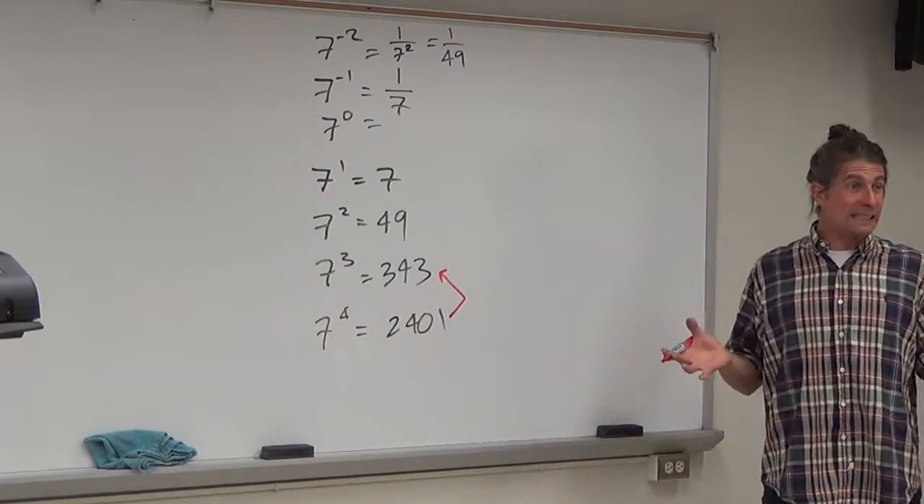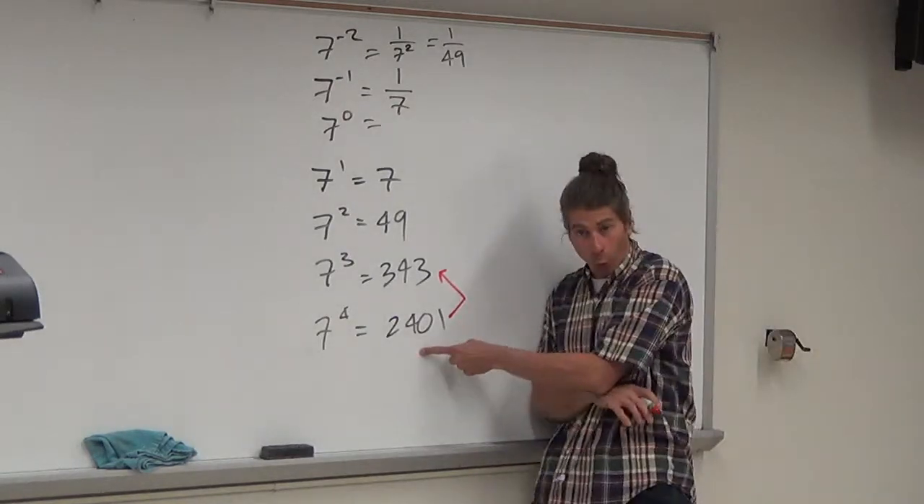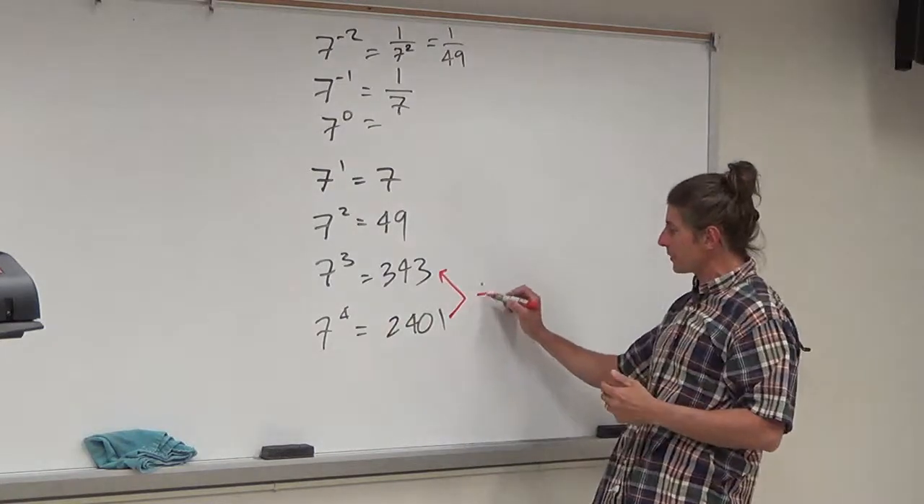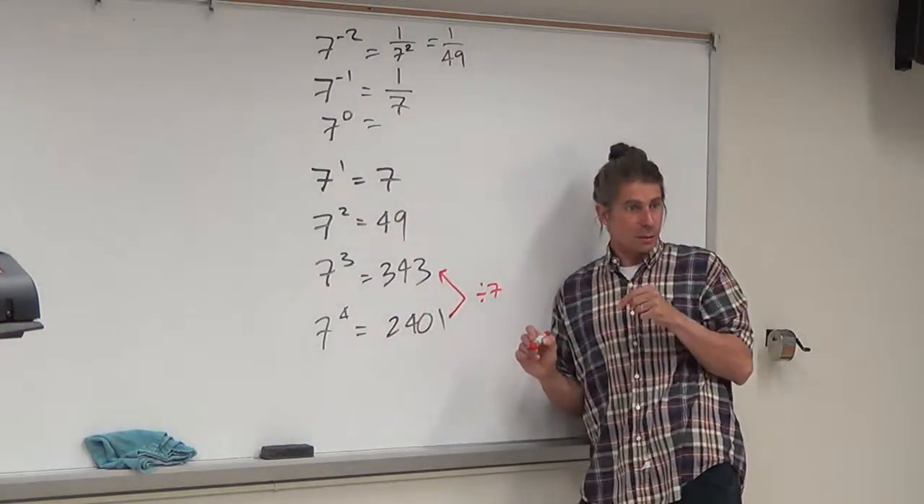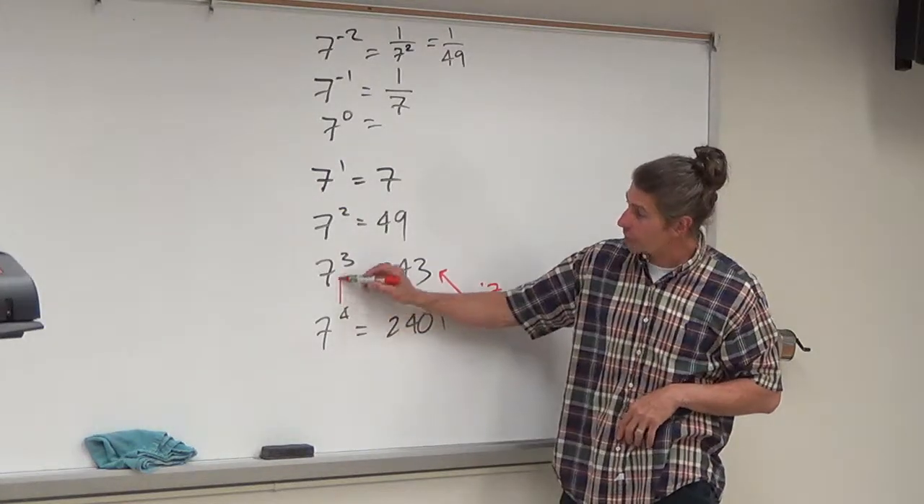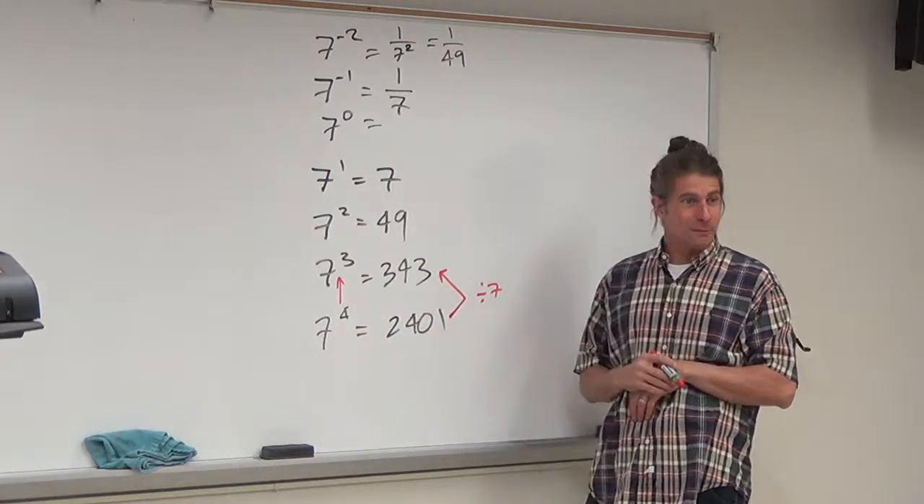You divide by 7. This is 7 to the 4th. That's 7 cubed. If we're going backwards, you would just divide by 7 to get to that one, yes? And we went down, the exponent went down by 1. So this exponent goes down by 1, this divides by 7.